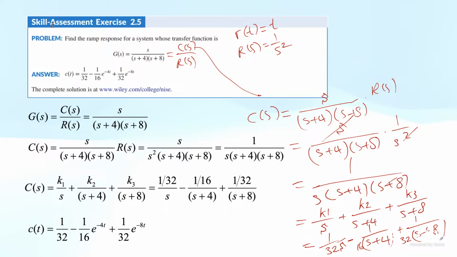Take inverse Laplace transform. So it will be 1 divided by 32 minus 1 divided by 16 exponential minus 4t plus 1 divided by 32 exponential minus 8t. So now we are done with it.